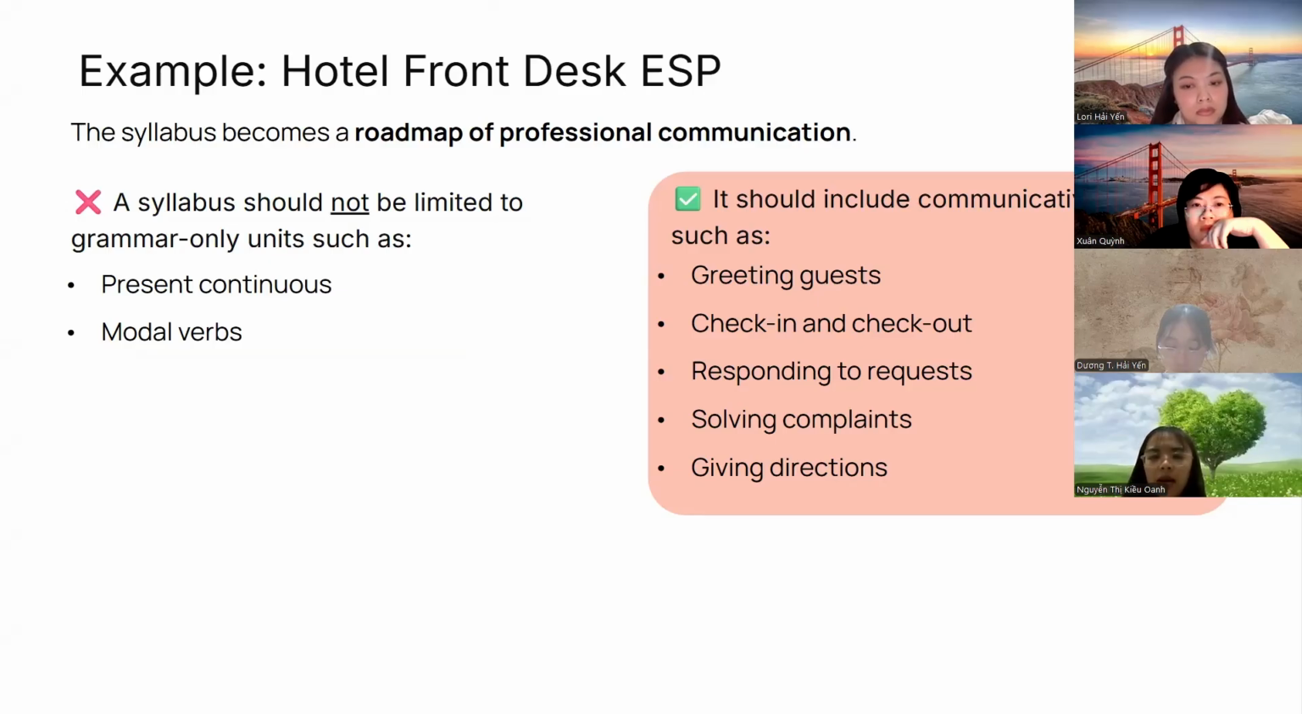For example, students may learn how to welcome a guest in a professional tone, how to ask for booking details, how to explain hotel policies, or how to respond when a guest says, the air conditioner in my room is not working. In that case, language is taught through job-related communication. Students may still learn useful grammar, such as polite requests with could or would, but the grammar is embedded in a meaningful task, so the syllabus becomes a roadmap of professional communication, not just a list of language forms.